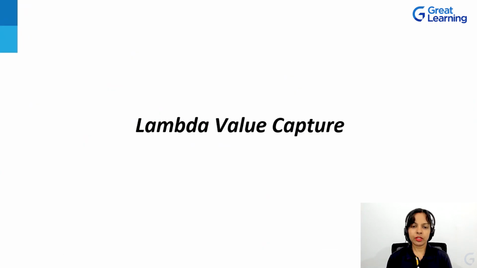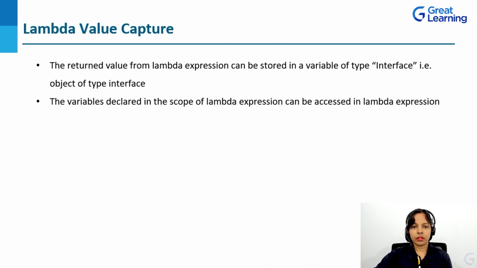Now let me talk about Lambda value capture. What exactly is there under Lambda value capture is that I'll talk about two things here. One is the output of the result of the Lambda expression is referred by an object that is of type interface. And second point is that the variables which are declared in the scope of Lambda expression are only accessible by the Lambda expression. What is the scope of Lambda expression? To define that, let's understand with the help of an example.